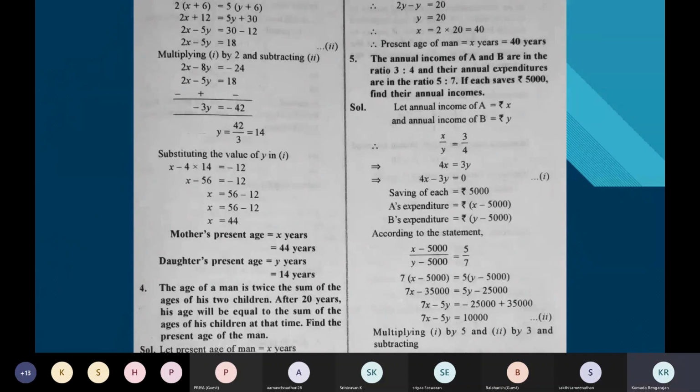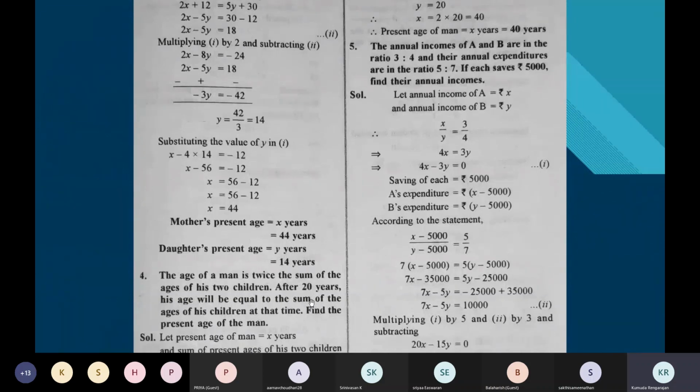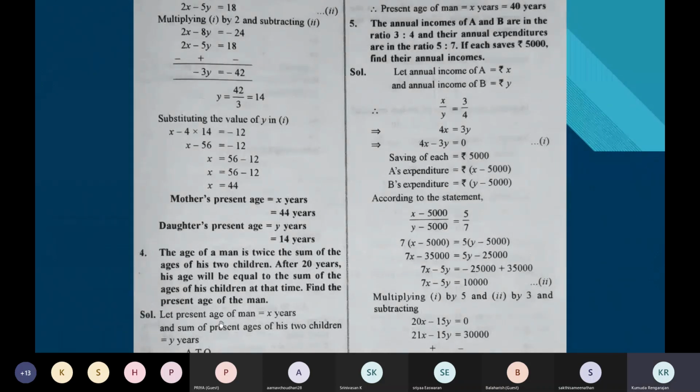Let the sum of the ages, that is one child's age plus the other child's age. They are not twins because it is not given in the question. So whatever be their ages, let the sum be Y. That's the assumption. So let the present age of the man be X years and the sum of the present ages of the two children be Y. We have not assumed the ages of the two children separately.